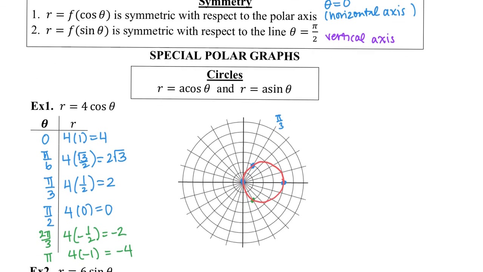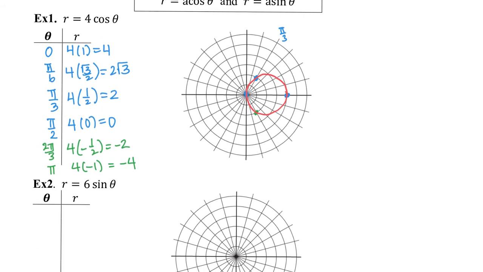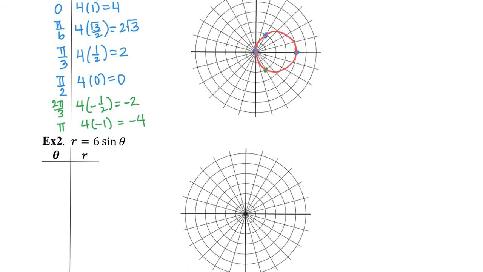Let's do r equals 6 sine theta. I'll think about the symmetry as I'm going. And because I kind of know what it's going to look like, it's going to help me graph it faster. Okay, because this is in terms of sine theta, it's going to be symmetric to the theta equals pi over 2 line. So I'm actually going to start plugging in at pi over 2. You don't have to, but it makes it more efficient and easier to read my graph. So if I do 6 times the sine of pi over 2, the sine of pi over 2 is 1. So at pi over 2, I'm going to go 6, which is way over here.